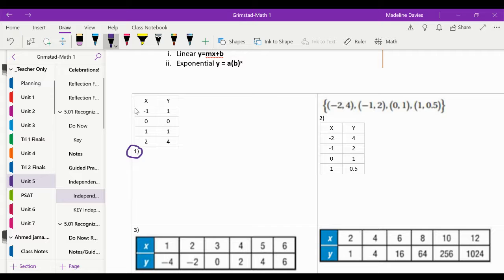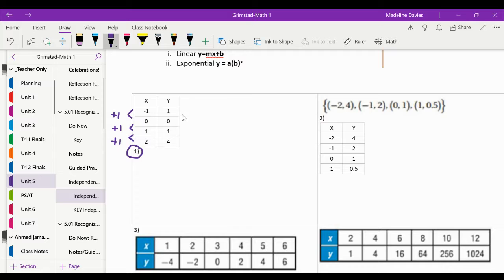And what you have to do is you just figure out what's the difference between each of these, right? So what's going on here? Well, to get from -1 to 0, you have to add 1. To get from 0 to 1, you add 1. And to get from 1 to 2, you add 1. All right, so it looks like we're good on this side.